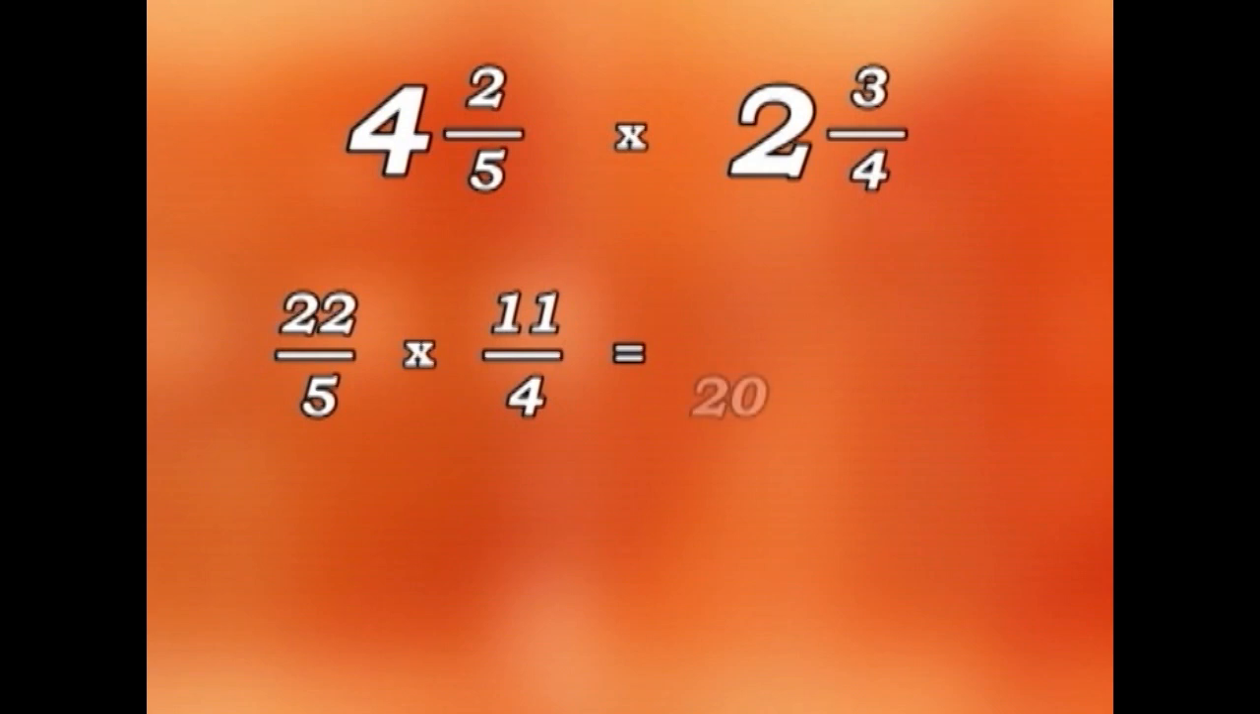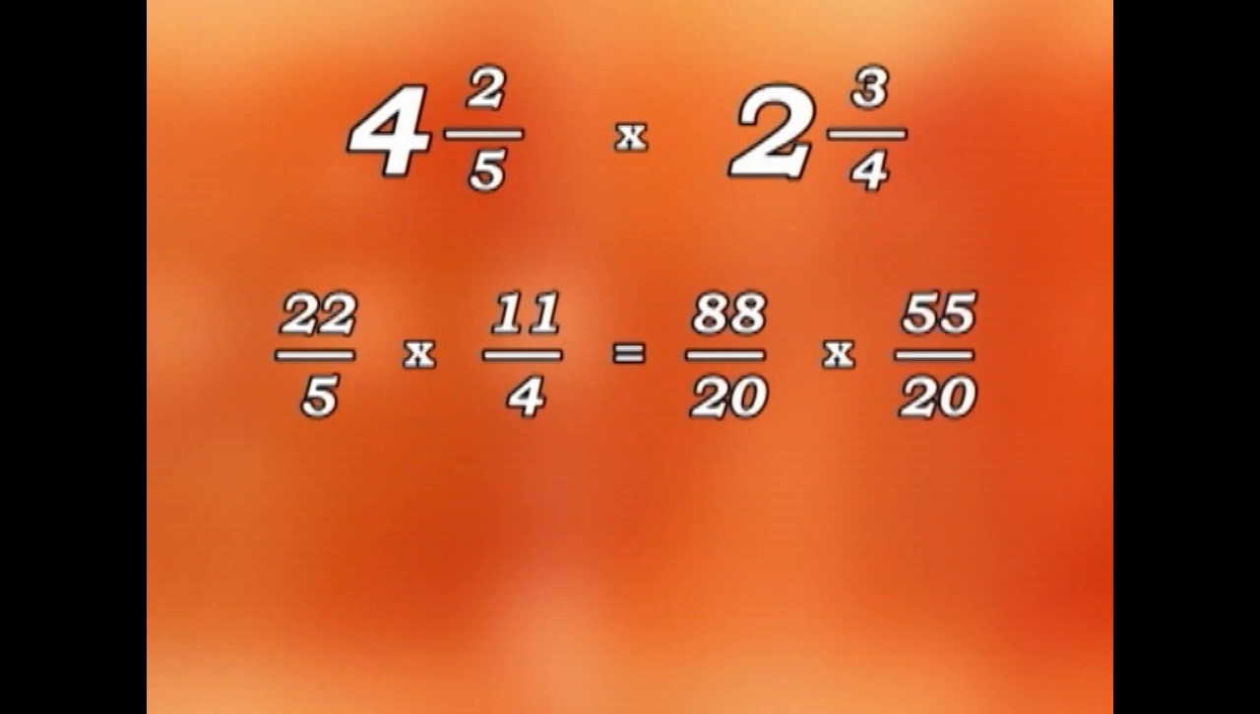4 2/5 as an improper fraction becomes 22/5. 22/5 times 11/4. Well, let's change them all into 20ths. 4 times 5 is 20, so 4 times 22 is 88. So 22/5 is the same as 88/20. And 11 times 4, well, 5 times 4 is 20, and 5 times 11 is 55.